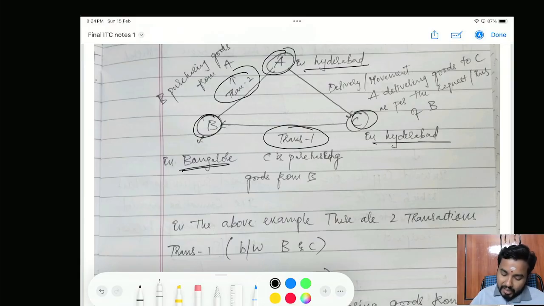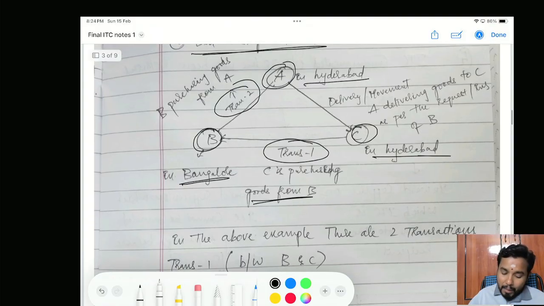Now look at transaction 1. C wants to purchase goods from B. But B currently has no stock. So what had B done? B had placed an order with A.